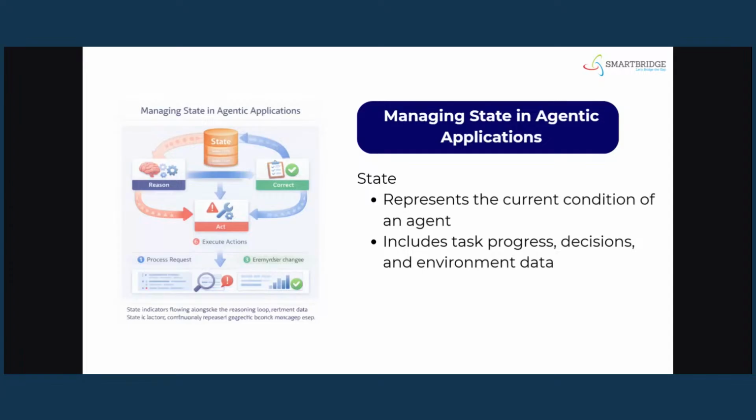So I hope everyone understood what managing state is, right? The agent will remember what it is doing and what needs to be done, right? So this makes the process easy, without any repetition or doing the same things again and again.